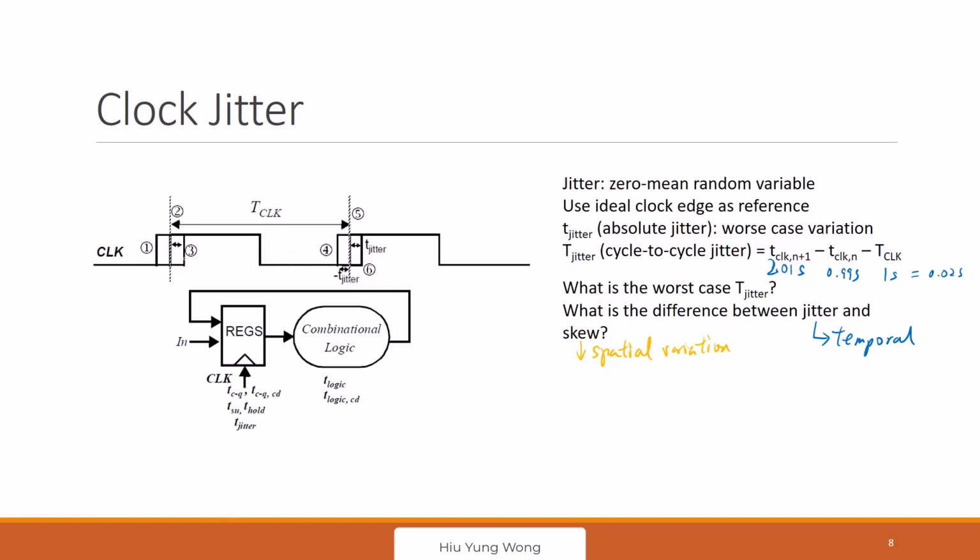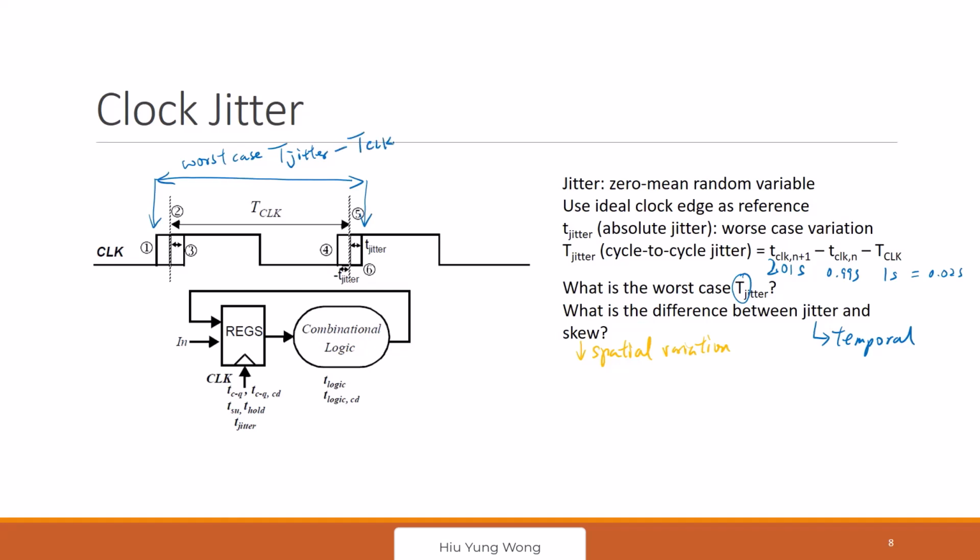So what is the worst case jitter? Well, the worst case is you come up very early in the previous cycle, and then you come up very late in the next cycle, right? This is basically the worst case. And what is this? This is not the worst case. Actually, the distance, I need to subtract the clock period, right?